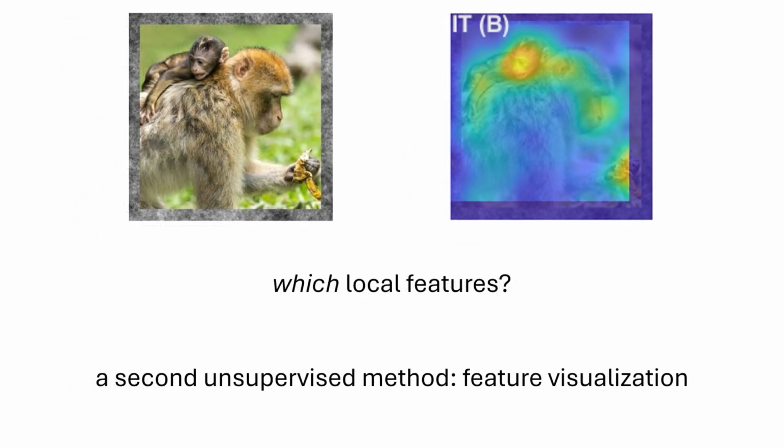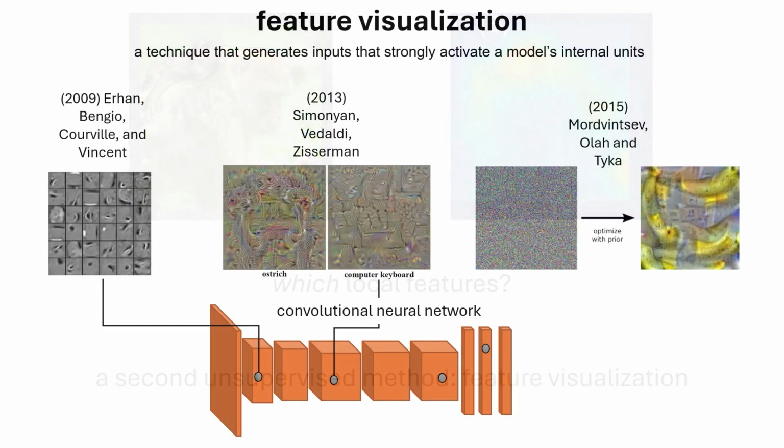But really, the question is which local features, and for that, we'd like to focus on a second unsupervised method that Edgar has already told us about, and that's feature visualization. As you all know, feature visualization is a technique that generates inputs that strongly activate a model's internal units. It was developed back in 2009, perhaps earlier, and has been used a lot to understand the kind of information that is learned by neurons or by hidden units in neural networks.